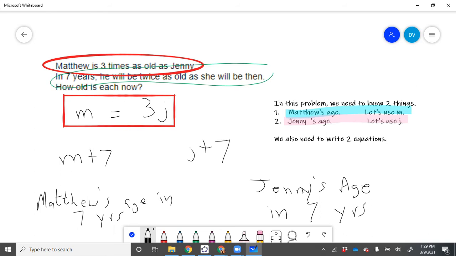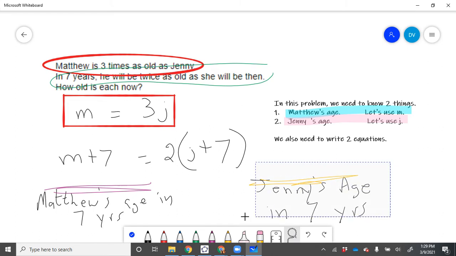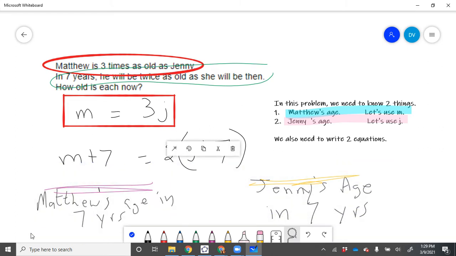Now they're not equal. It says that Matt's age, I'm using purple here, is going to be twice Jenny's age, which I'm going to use yellow. So we don't want to leave it like that. We want to say this purple is equal to twice, or 2 times, and we need to use parentheses. So I want you to write that second equation. I'm going to get rid of those extra notes. We don't need those anymore. But I want you to write that second equation that I have there.